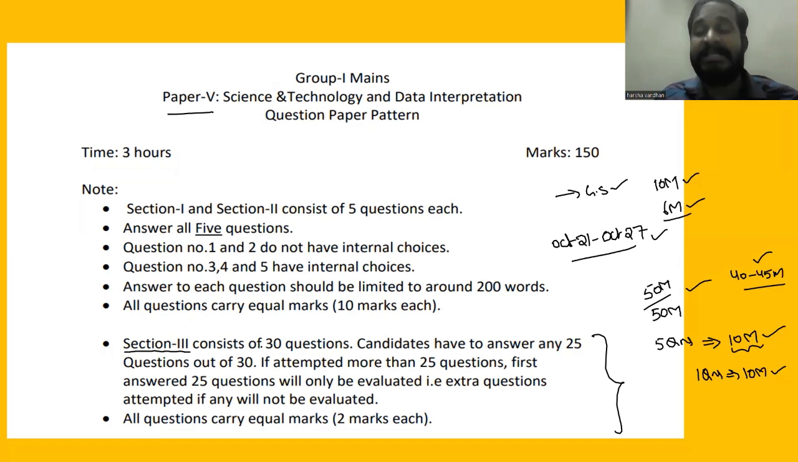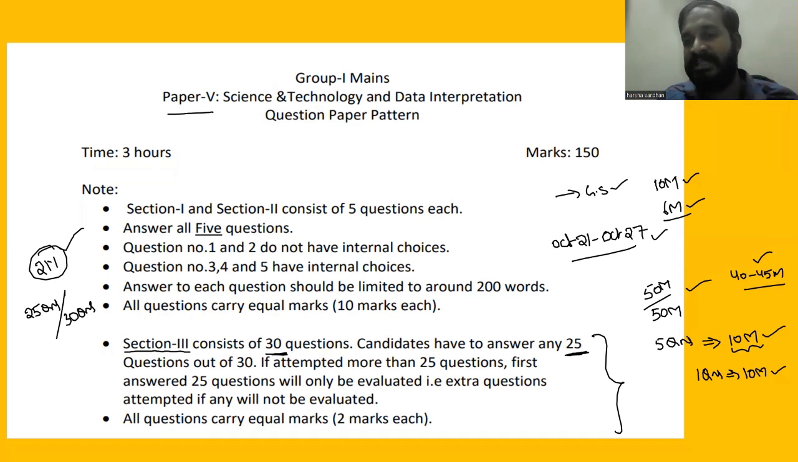What is happening in this paper is, they are asking us 30 questions, out of which we need to write 25 questions. Okay, 25 questions out of 30 questions. And each question carries 2 marks. Earlier, each question used to carry 10 marks, but now the scenario has changed. Each question carries 2 marks and you need to answer 25 questions.